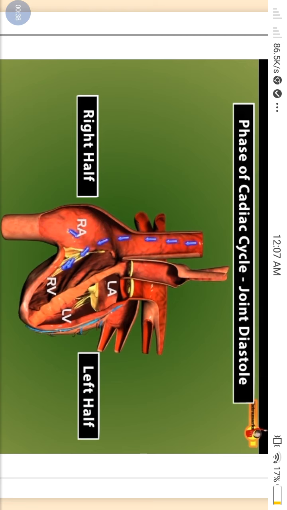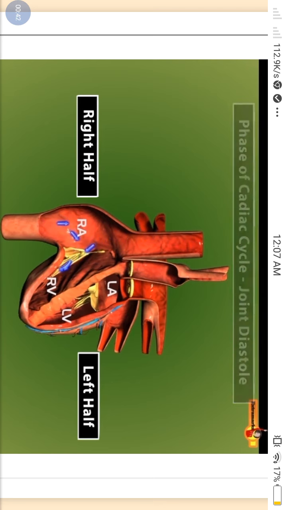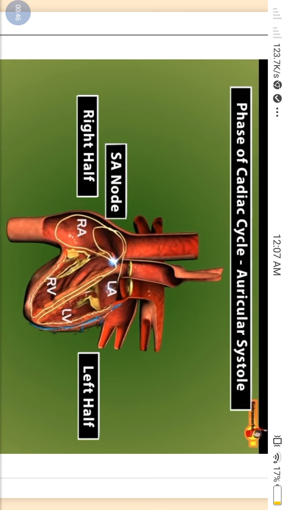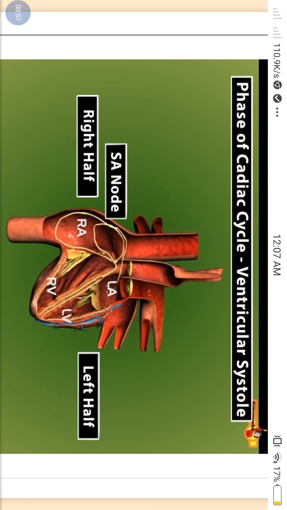Since the tricuspid valves are in relaxed position, blood flows directly into the ventricles. The SA node fires and causes the auricular compartment to contract. This phase is referred to as auricular systole. It further pushes the blood into the ventricle.